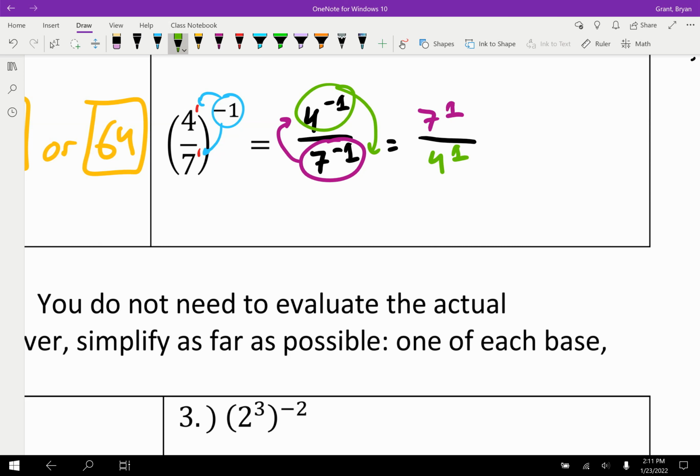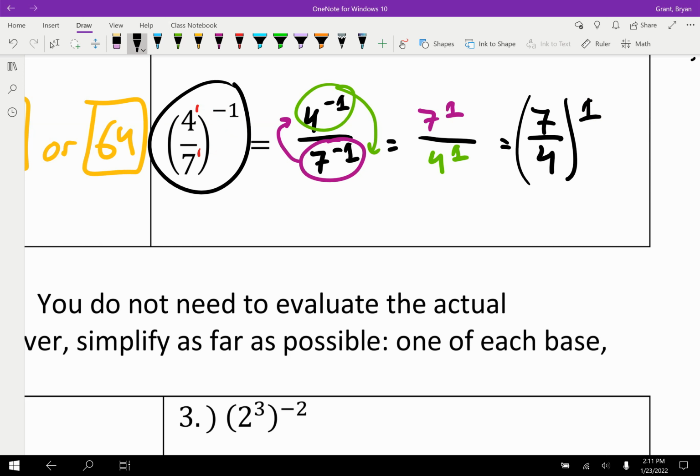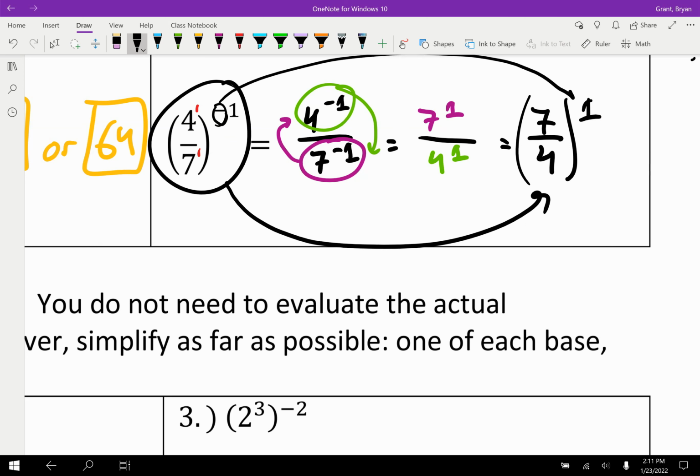And at that point, you're pretty much done. You can clean this up, of course. This just becomes 7 over 4. And you could even argue that this is 7 over 4 to the first power. In fact, it's very, very similar to our original problem, except they switched, and now instead of a negative, our exponent has become a positive. And so with any fraction, our negative is just going to flip it and keep the exponent.